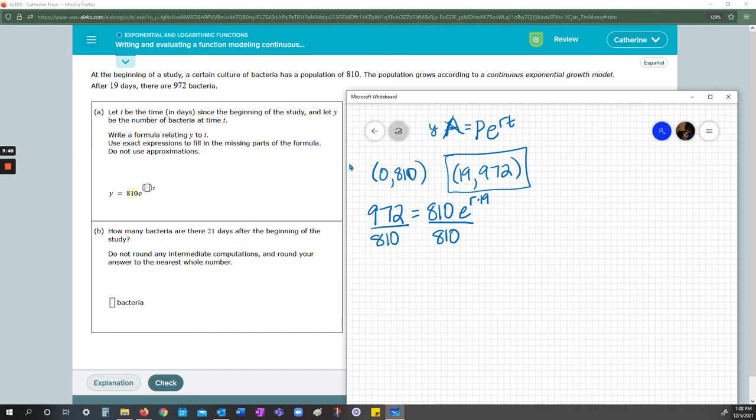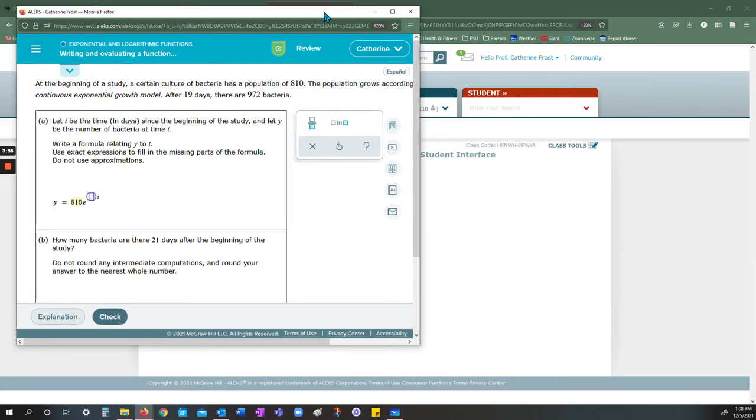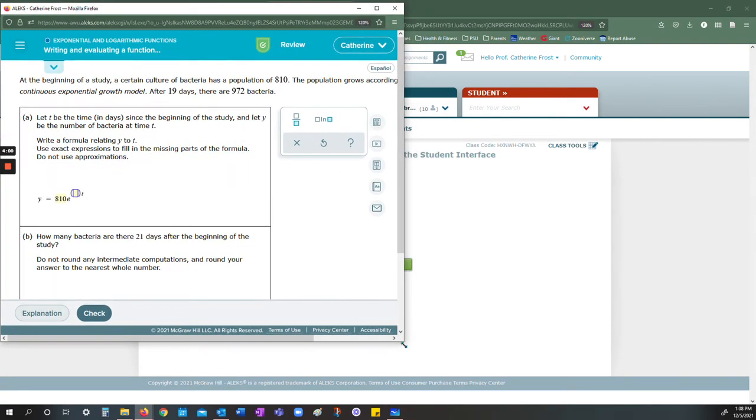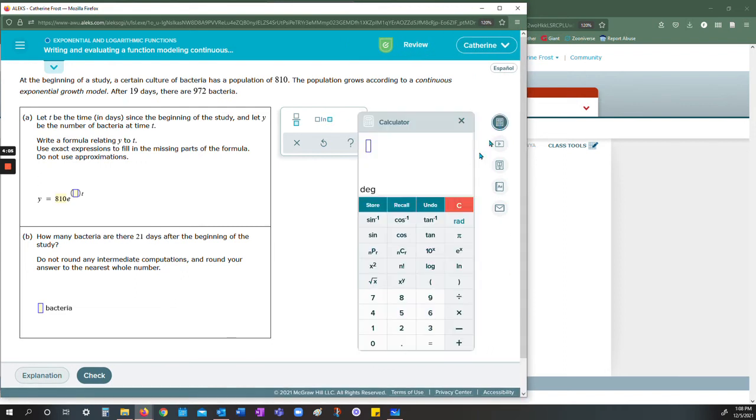And so 972 divided by 810, I'm going to see if I can simplify that, but we don't actually want to write the decimal unless it's a terminating decimal. If it goes on for a long time and we would want to round, we actually don't want to round, right? Because it said do not use approximations. So let's just see what we've got here. Okay, it was 972 divided by 810. Oh, that's actually not bad.